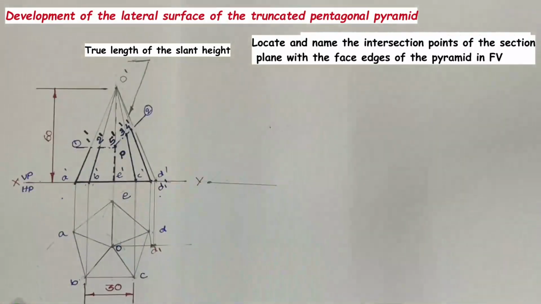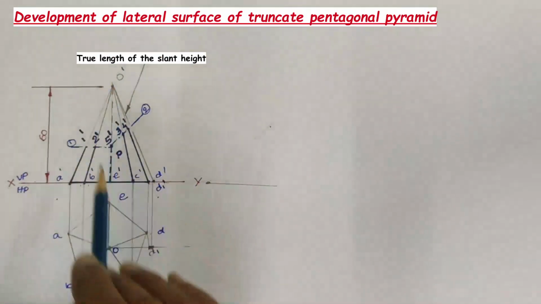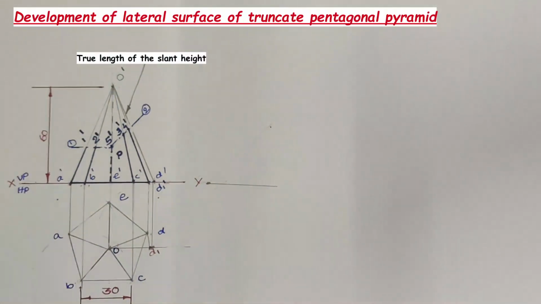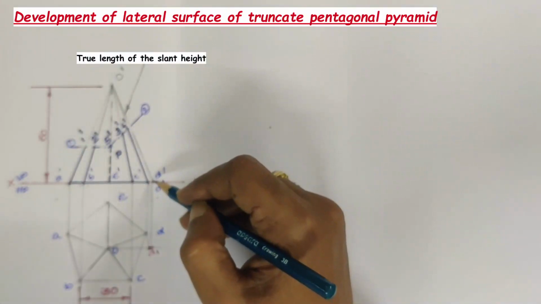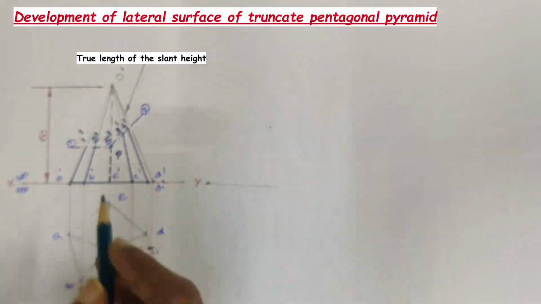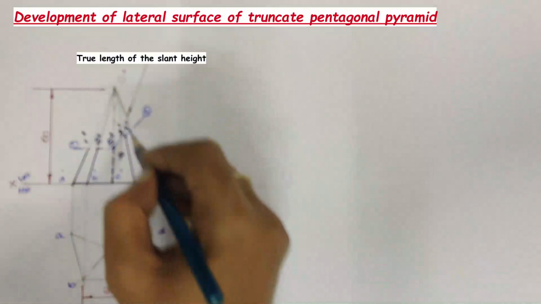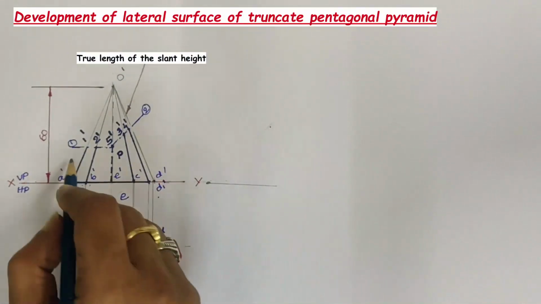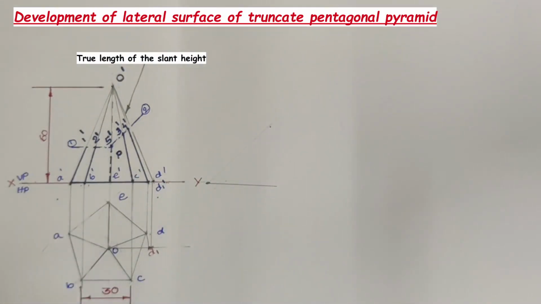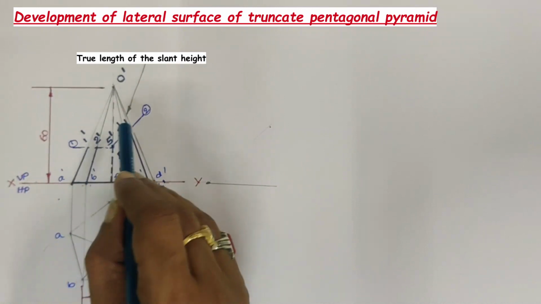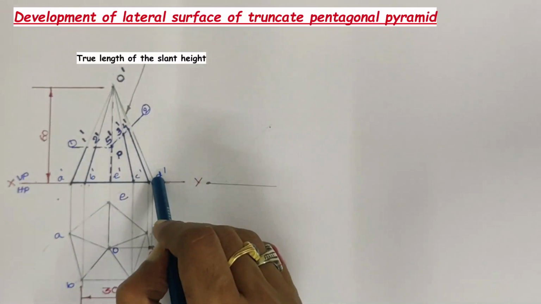5'. Here O' A', O' B', O' E', O' C' are not called true length of the slant heights, whereas O' D' is called true length of the slant height of the pyramid. So transfer the section plane as well as face edges intersection points onto the true length of the slant height by drawing horizontals through these points. Through 1', 2', 3', 4' and 5', draw horizontals onto the true length of the slant height.